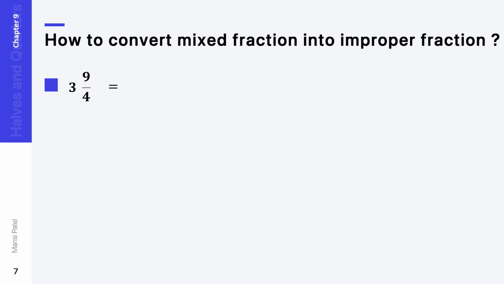After that, you have to add the quotient. So first we just do the multiplication of 3 and 4. Whatever the answer is that you have to add in 9 and denominator you have to write down as it is. So 3 multiplied by 4, that is the 12, and 12 plus 9 is 21. So your answer is 21 upon 4.